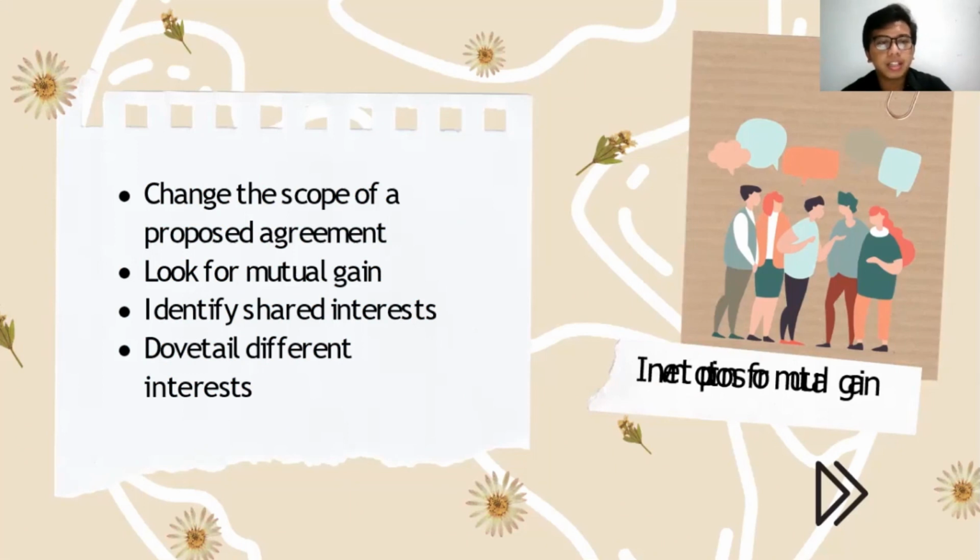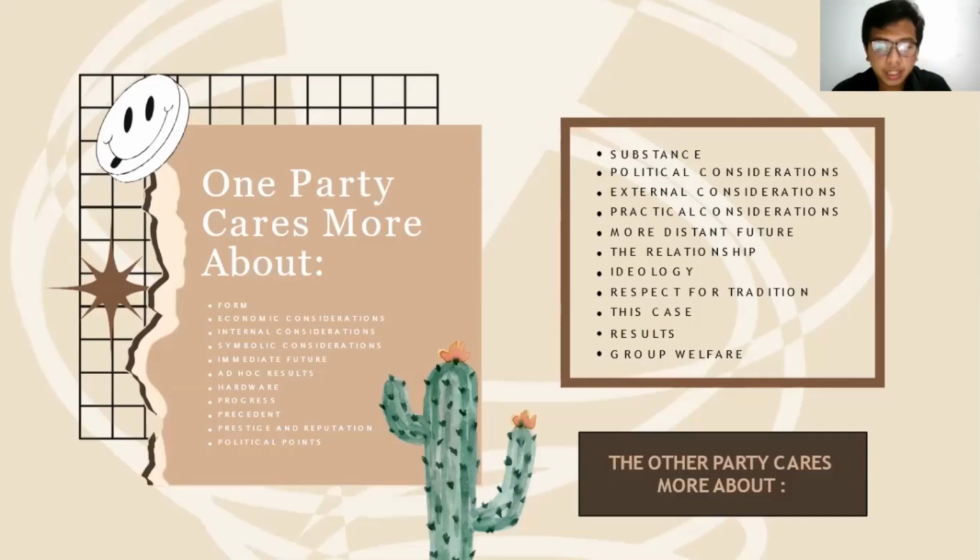Next, change the scope of a proposed agreement. Look for mutual gain and identify shared interests. Stressing your shared interests can make the negotiation smoother and more amicable. Passengers in a lifeboat afloat in the middle of the ocean with limited rations will subordinate their differences over food in the pursuit of their shared interest in getting to shore. Many creative agreements reflect this principle of reaching agreement through differences.